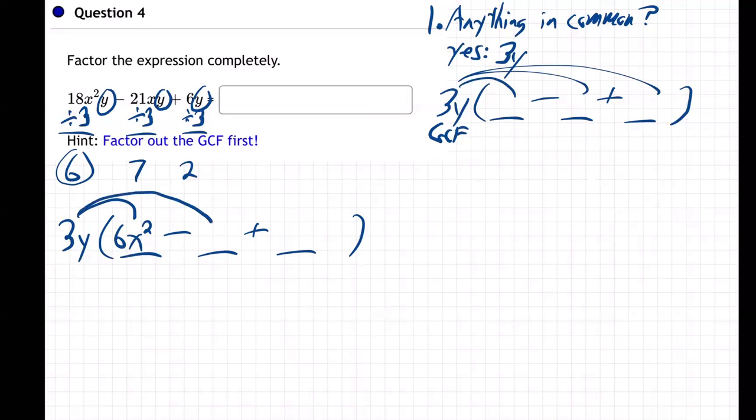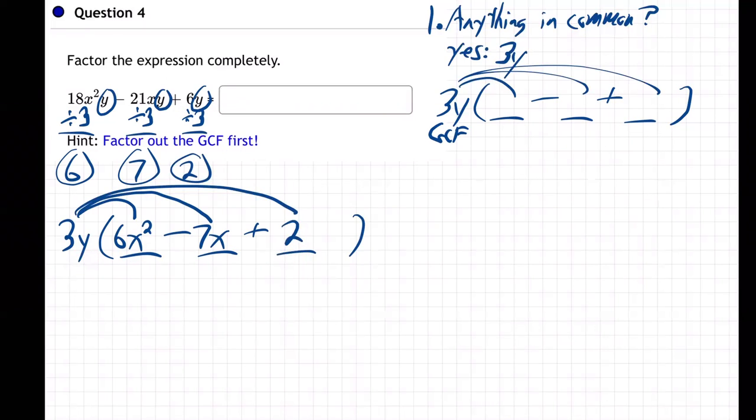And then 3y times what? Well, it's going to be 7. And what does it need letter-wise? X, right? 3y times 7x is 3 times 7, 21xy. And then 3y times what? 2. What does it need letter-wise? Doesn't need anything because 3y times 2 is 6y. It's already got the y.